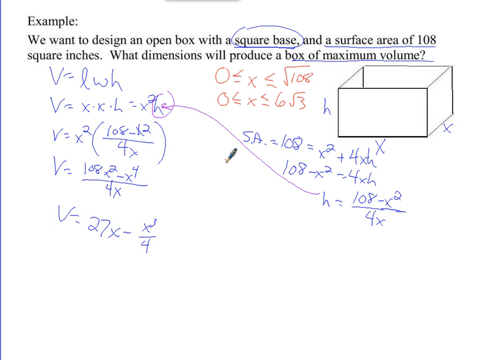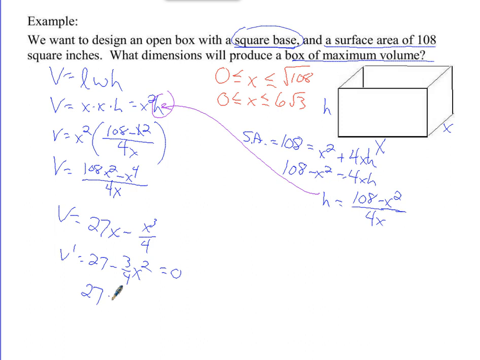Okay? So we're checking now between 0 and 6 square roots of 3 using this function right here. So we are ready to go. We can find the derivative of this because the derivative of this will give me, if I set it equal to 0, my critical numbers. And from my critical numbers, I can determine where the maximum or minimum value is. Okay? So take the derivative. We get v prime equals 27 minus 3/4 x squared. Now I'm looking for critical numbers, so I'm going to set it equal to 0, good.